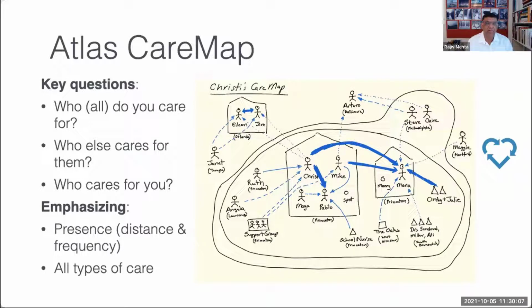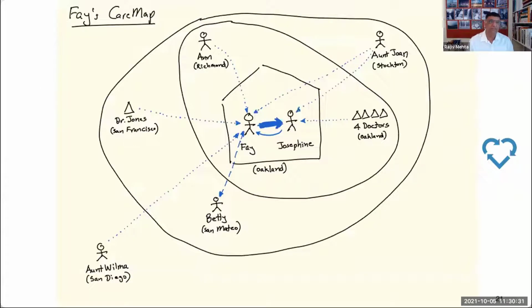And the diagram also essentially gets you to think about, what do you count as care? Because there's effectively no rules on what is care from your perspective. You will use your own thinking to decide what goes on the diagram. So let me walk you through a few examples. So here's a simple one.